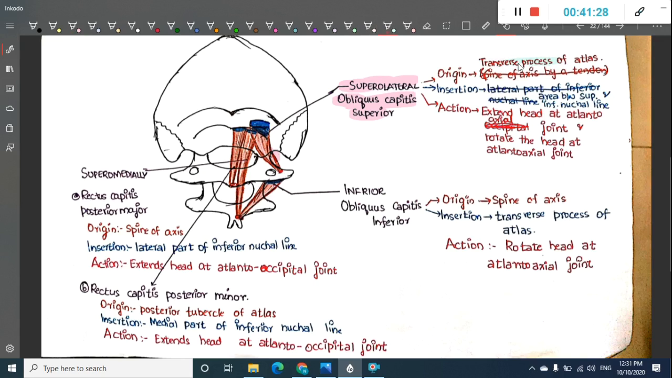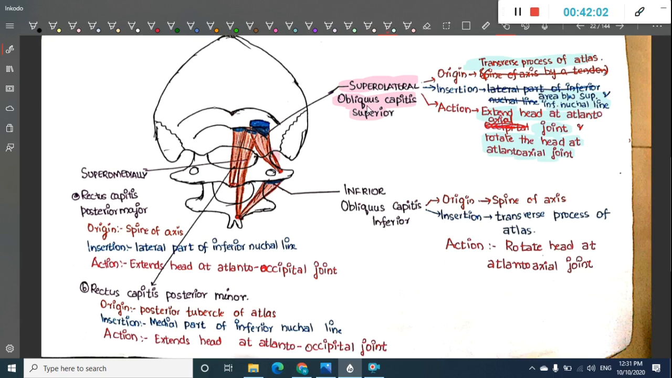Okay, the origin is from the transverse process of atlas, and the insertion is into the area between the superior nuchal line and inferior nuchal line. What does this obliquus capitis superior do? It extends the head at the atlantoaxial joint and also rotates the head at the atlantoaxial joint.